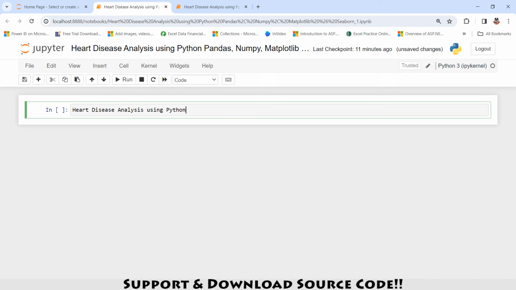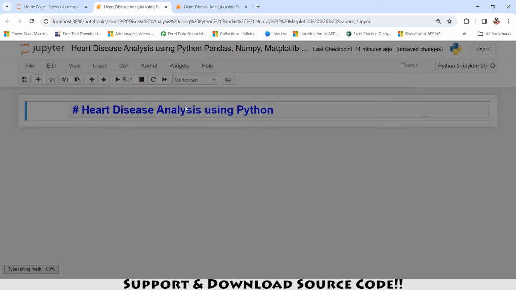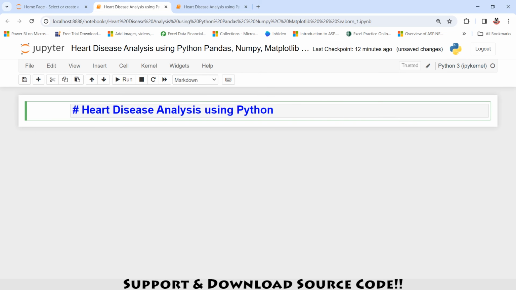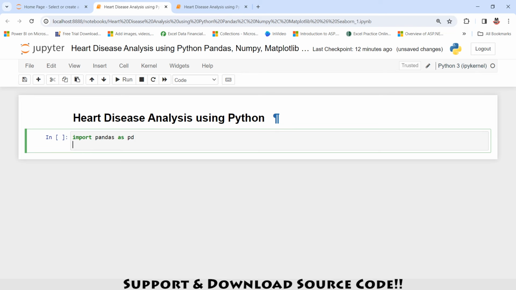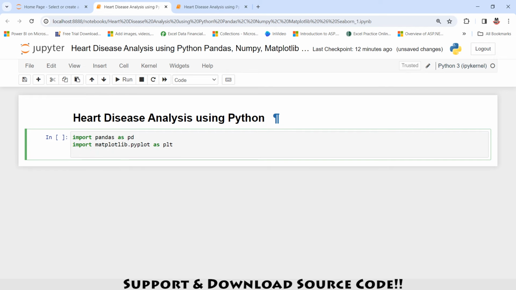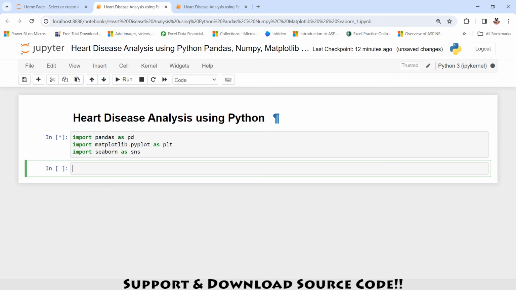We began by importing the essential libraries for data analysis. From here I will be selecting this heading. Okay, shift enter from my keyboard, so it will convert this into a heading. So my first library is pandas. Import pandas as pd to handle data. Matplotlib for plotting, and Seaborn for enhancing visualizations. As you press shift enter from your keyboard, the cell is executed. That means this code is executed correctly.